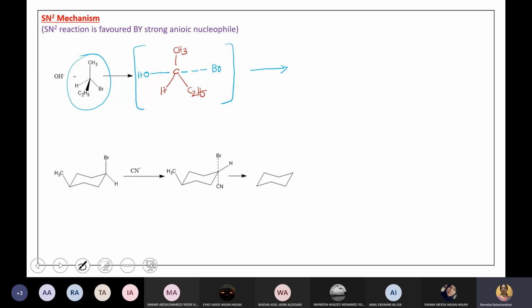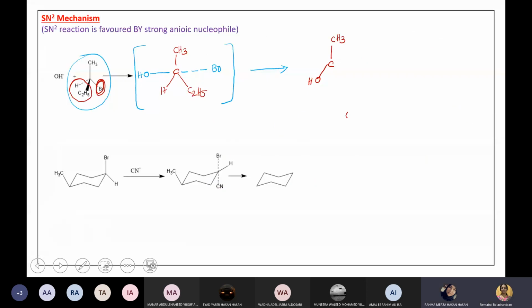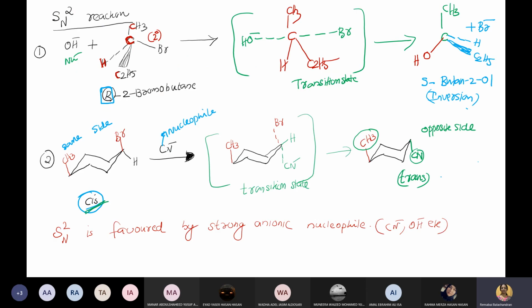So here I get CH3 up. Br is on the right side, so OH will come on the left side. Now this H and C2H5 are on the left side, right? Yes. H and C2H5 are on the left side, and so what will happen?